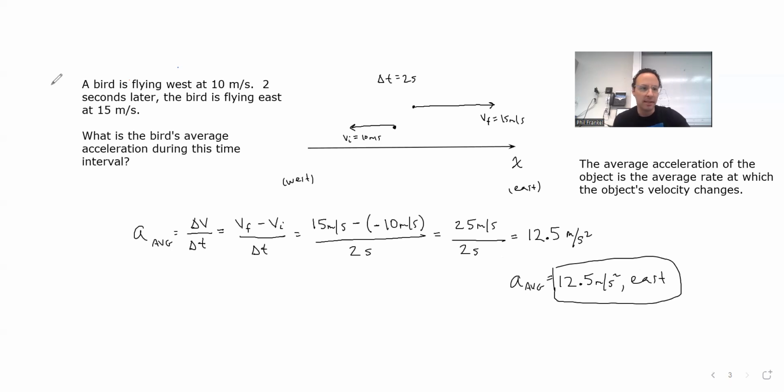Does this make sense in light of our previous discussion? Well, let's see. The object moves to the west initially. It ends up moving to the east. And that means during this time interval, the object must have been accelerating to the east. In fact, it was accelerating to the east with a value of 12.5 meters per second squared of acceleration. So the wind blowing to the east slowed the object down, stopped it, and then sped it up.